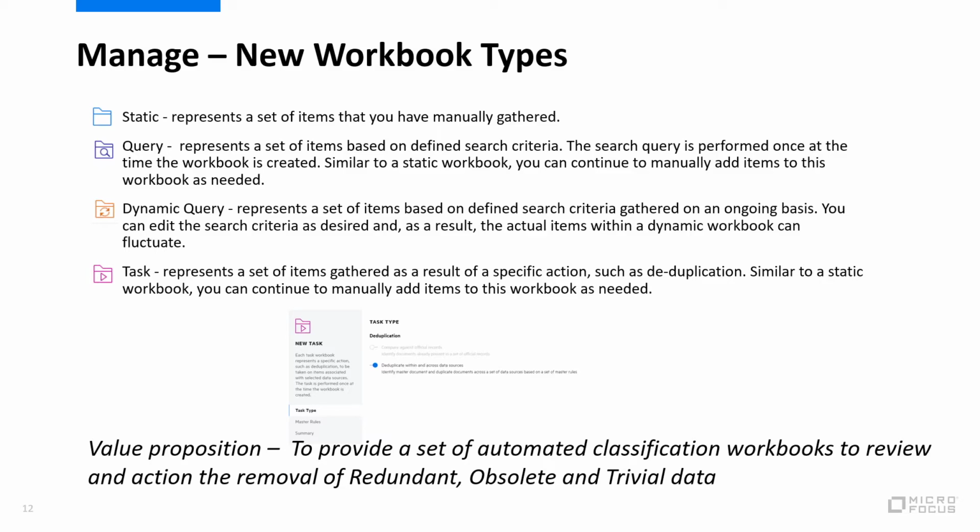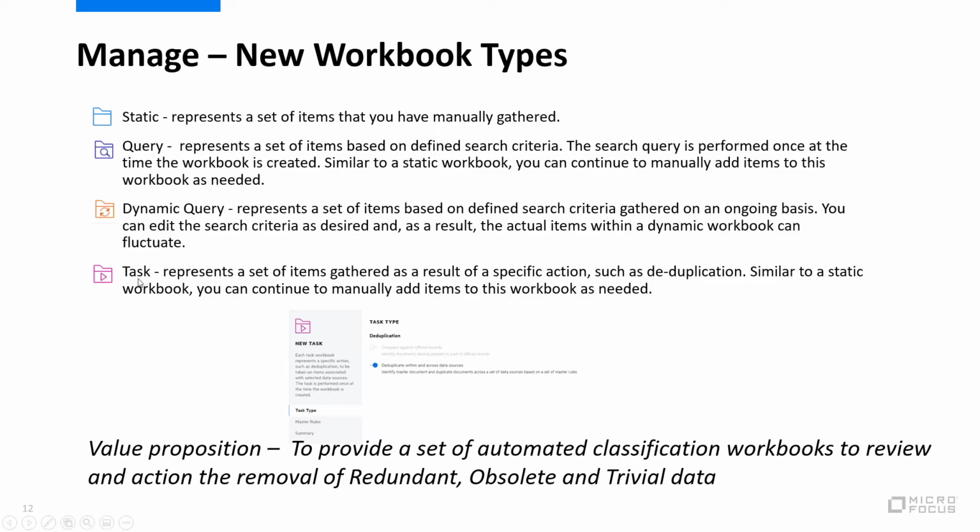If you want to use the dynamic query workbook, and that's the next one down here, the one with the orangey icon, these are updated on an ongoing basis. So you can edit this criteria, but as new items come in, they will be added to this dynamic workbook. So the actual items in a dynamic workbook can fluctuate as things change, as the metadata changes, based on the query.